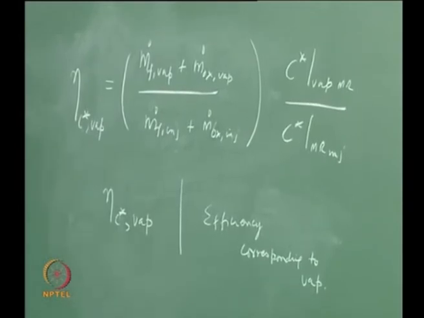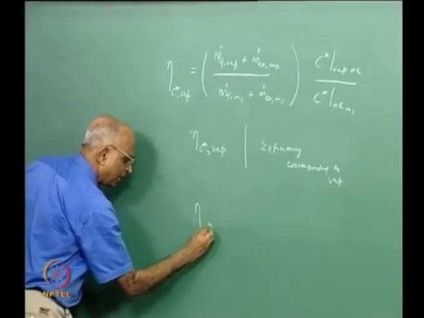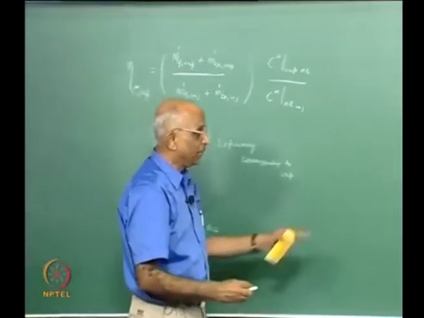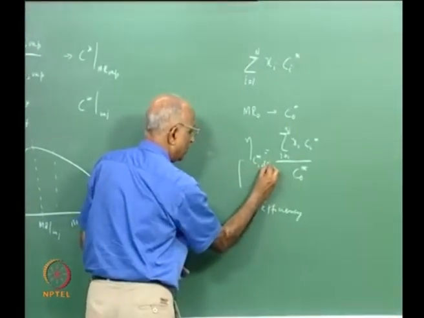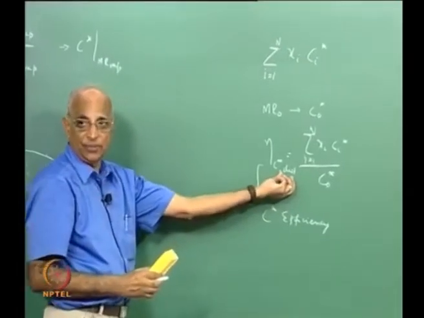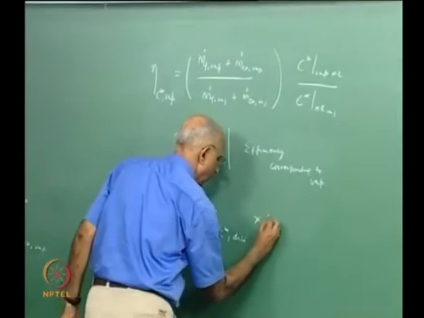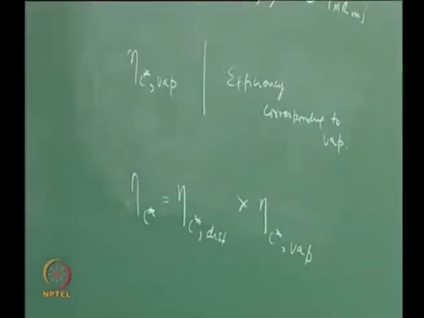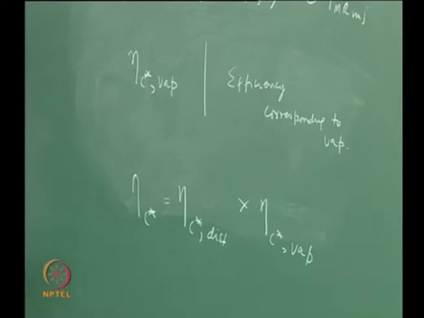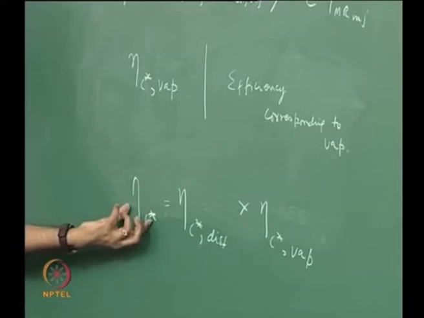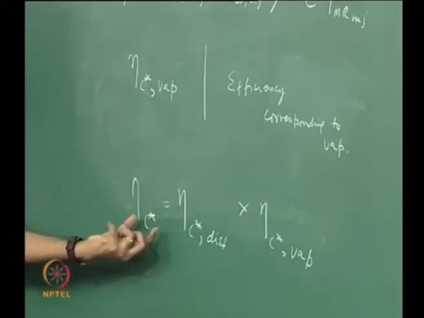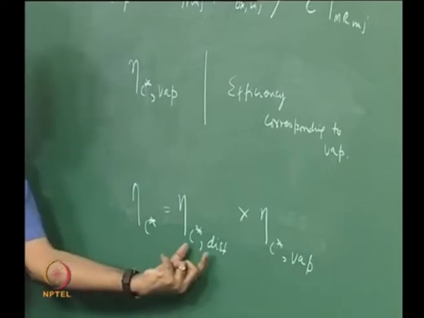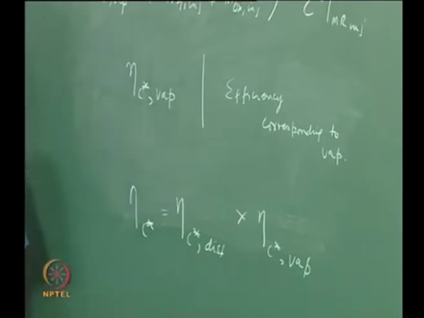Therefore, what will be my total efficiency? The total efficiency of my chamber, eta C star, would be equal to eta C star due to distribution, and that is what we had here, and the next one, eta C star due to vaporization, and this is my net value of C star in the chamber. See, I did not consider diffusion, mixing, and chemical reactions, because chemical reactions and diffusion are somewhat much faster than evaporation, and therefore, evaporation tends to be the controlling thing, and that is why we say the total efficiency of C star is equal to that due to distribution and that due to vaporization. I think this we must keep in mind.